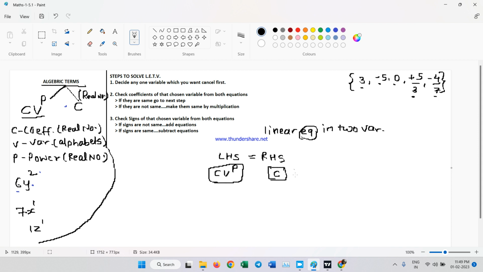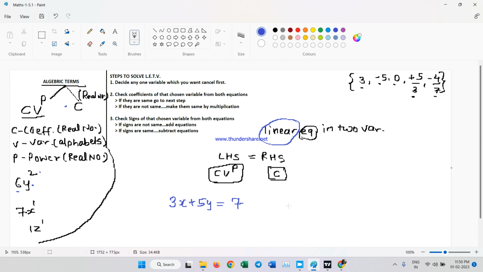All right, so this is what we mean by equation. Now let's try to figure out what we mean by linear equation. What do you mean by linear equation? Okay, now guys, if I'm writing these two terms over here, 3x plus 5y is equal to 7.